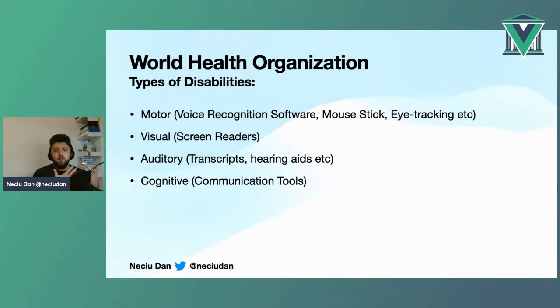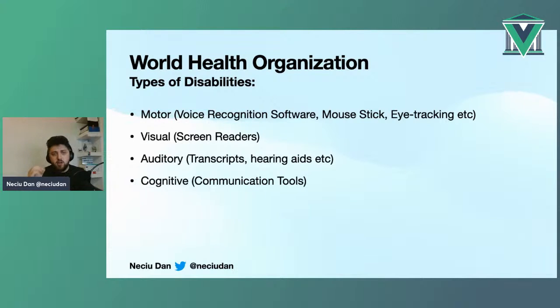Then we have people with visual disabilities who are using screen readers or Braille software. We have people with auditory disabilities who are using hearing aids or sign language, or are reading transcripts from your videos. And then we have people with cognitive disabilities who are using communication tools. So we need to make sure that all of them, regardless of type of disability, can browse our product as easily and smoothly as possible.